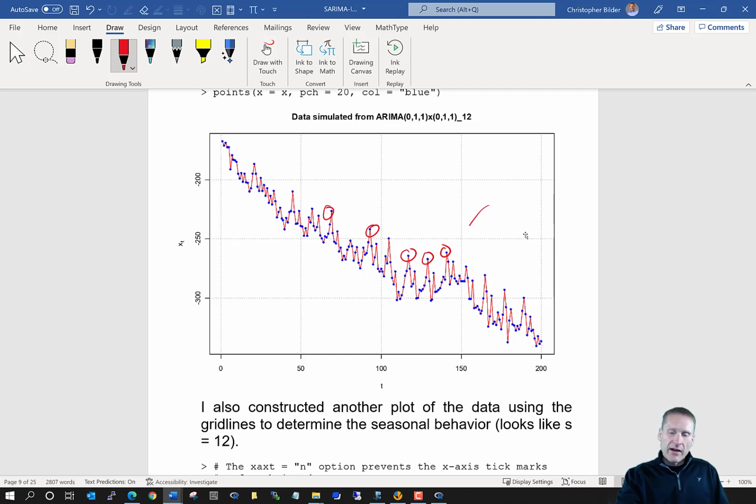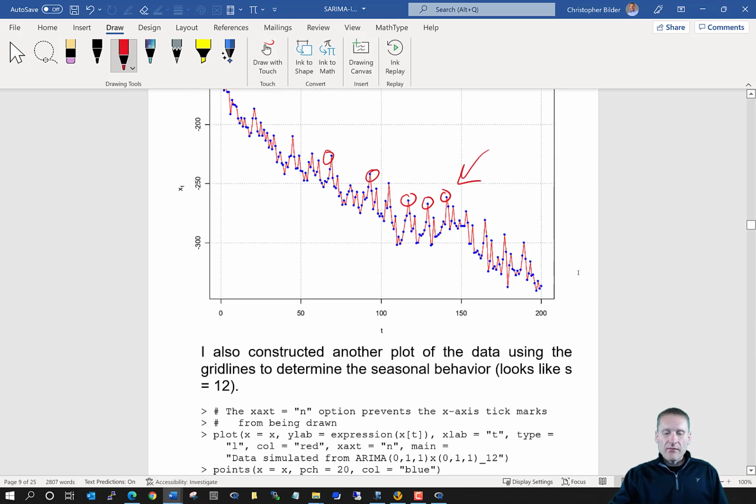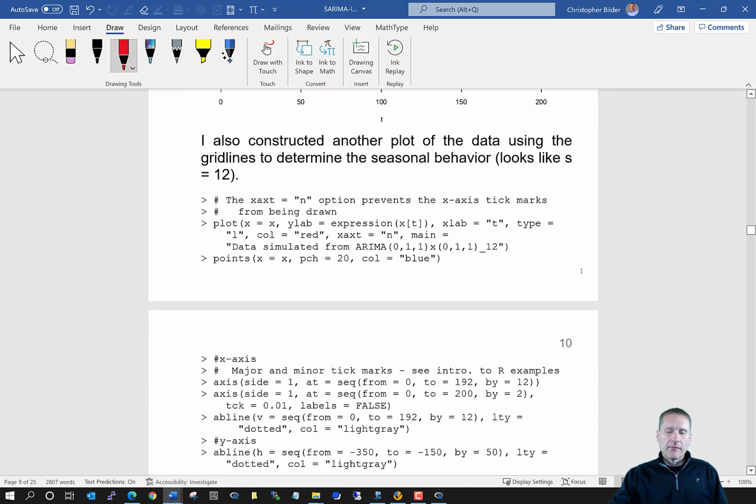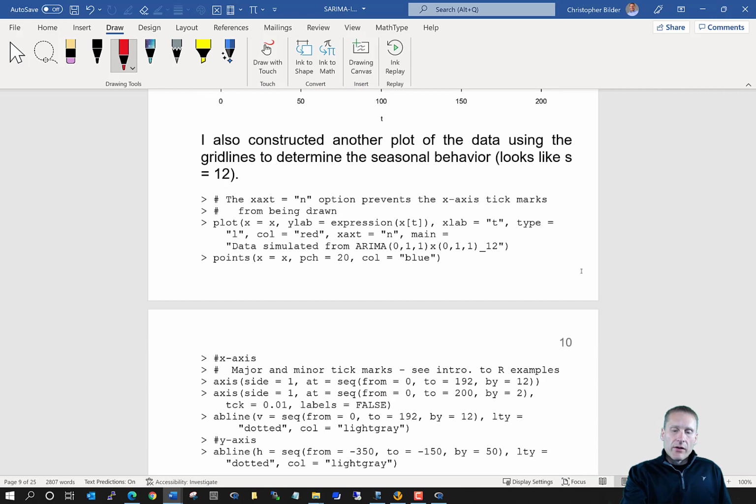But to emphasize then this bouncing up or bouncing down behavior that we have every 12 points, let's redo this plot so that the grid lines help us to see the seasonal aspect better. And so this is what I did. So here's my plot function. For the X argument, I'm going to use X. Notice I'm not going to have a Y argument here.